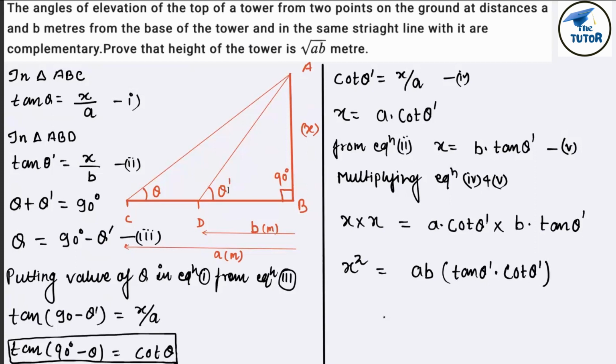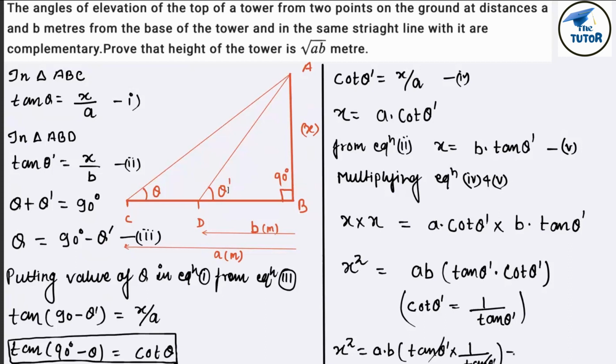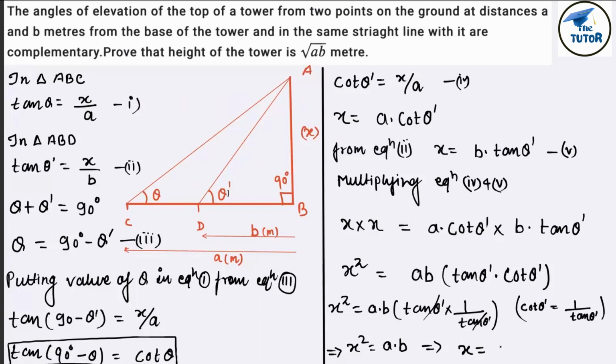You know very well that cot theta dash can be written as 1 over tan theta dash. So x square will be equal to A times B, and tan theta dash times cot theta dash, written as 1 over tan theta dash, they cancel each other. Then you get x square is equal to A times B, right? And then x is the height of the tower, and when the square goes to the right-hand side, it will be square root of A times B.